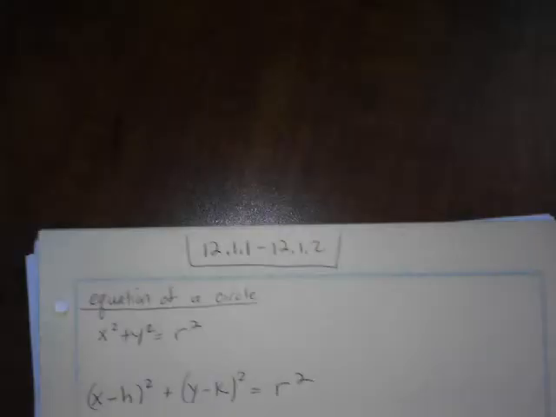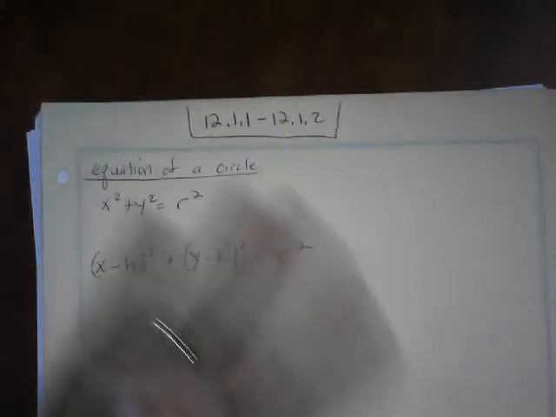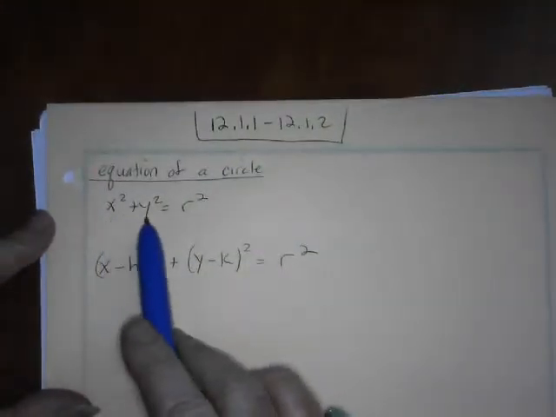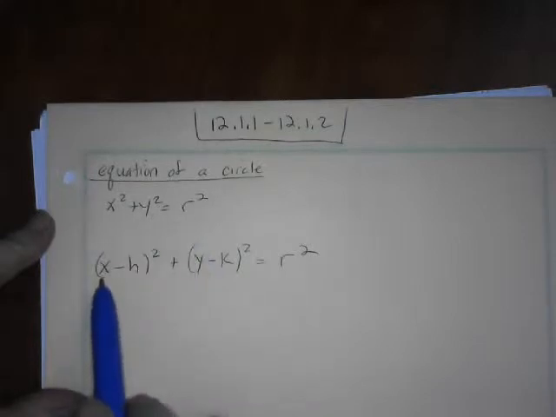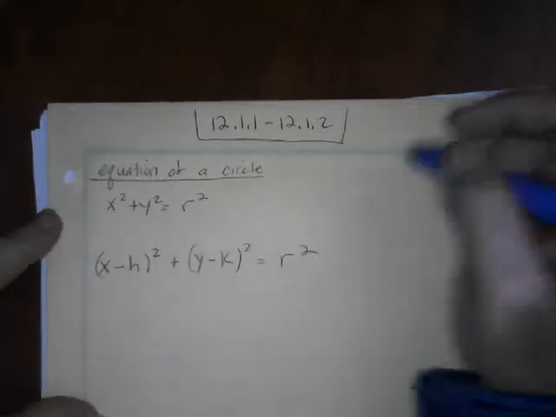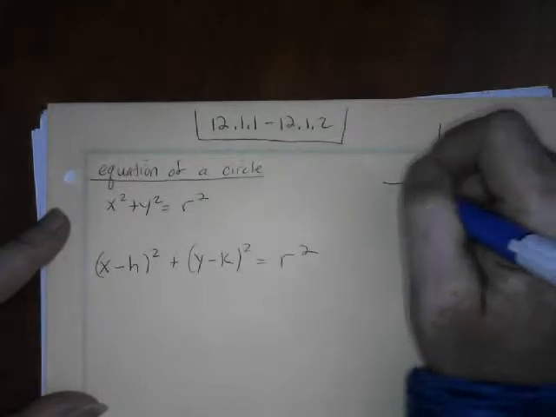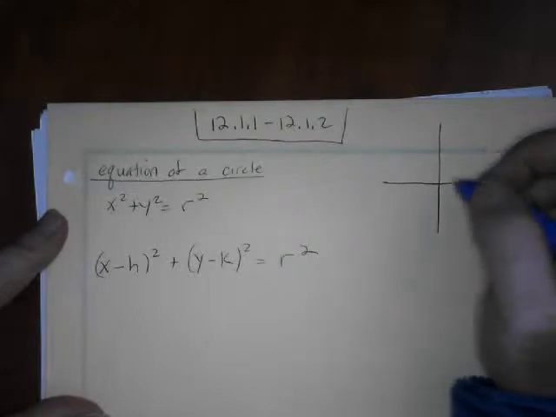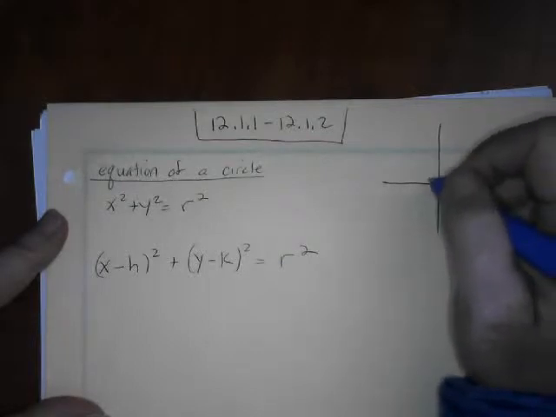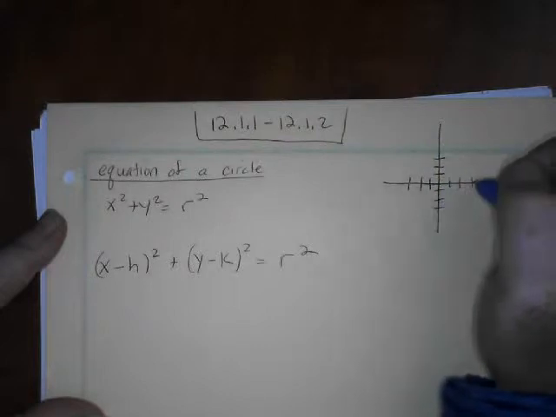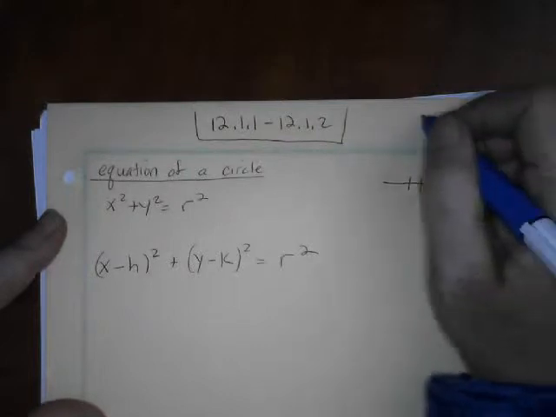Here's the equation of a circle. It's just x squared plus y squared equals r squared, if the center's at the origin. So let's do an example of that one. If I just have a circle, this is x and this is y.